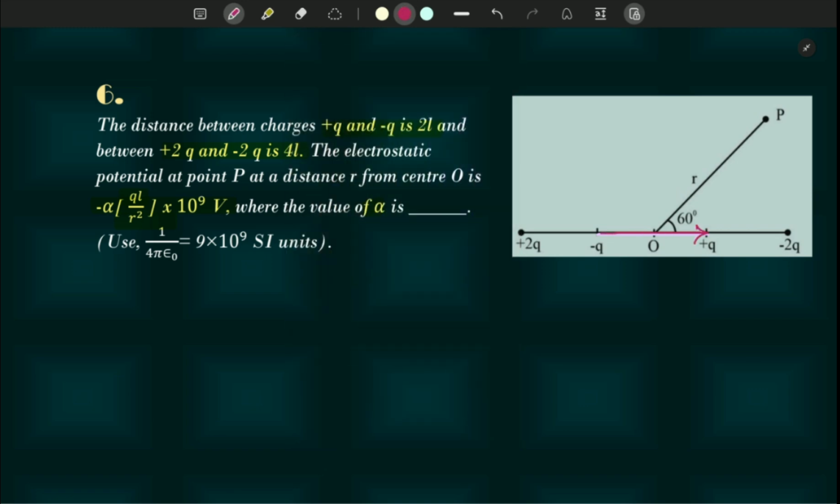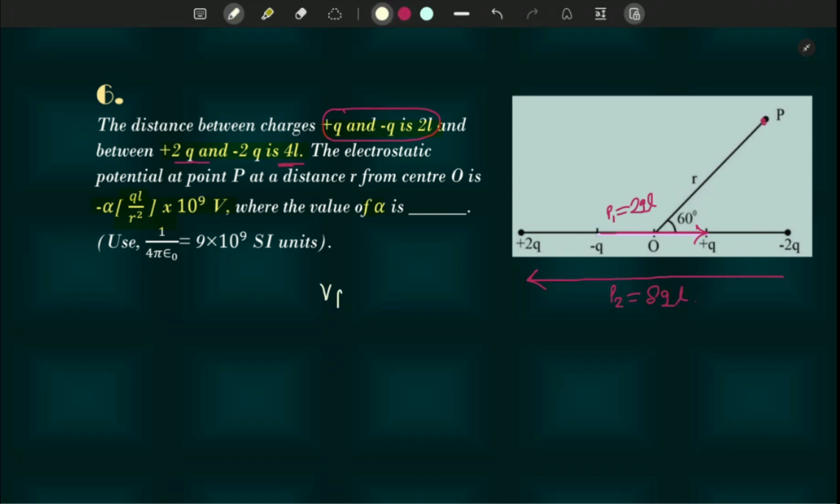This is a dipole, and minus to plus, this is another dipole. Let this be P1 and this be P2. What will be P1? P1 is charge into length, so 2ql, and P2 is charge 2q and distance 4l, so 8ql. So I know how to write the potential.